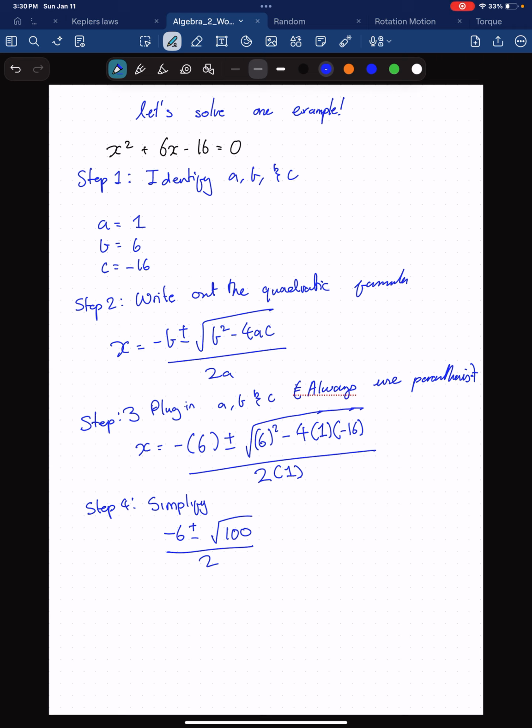And remember, guys, this b squared minus 4ac is my discriminant. It's giving me a positive 100, so I know for sure I'm going to have two roots.